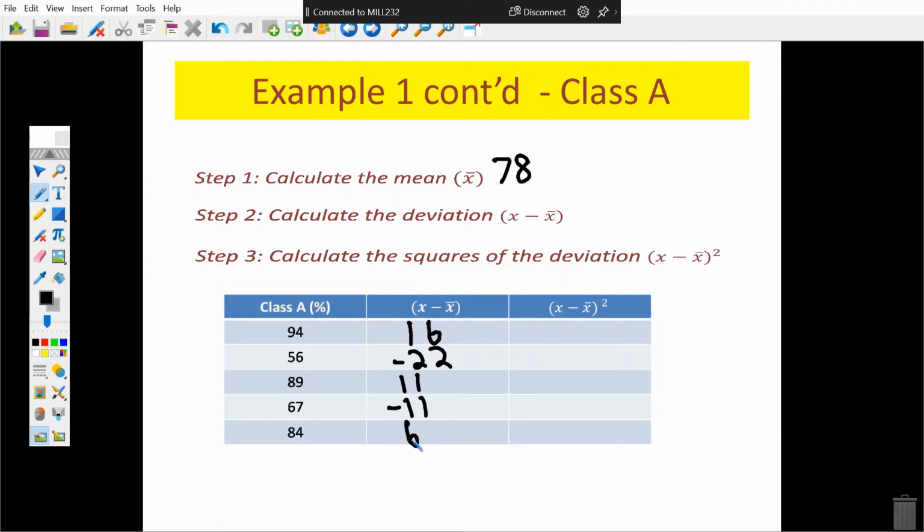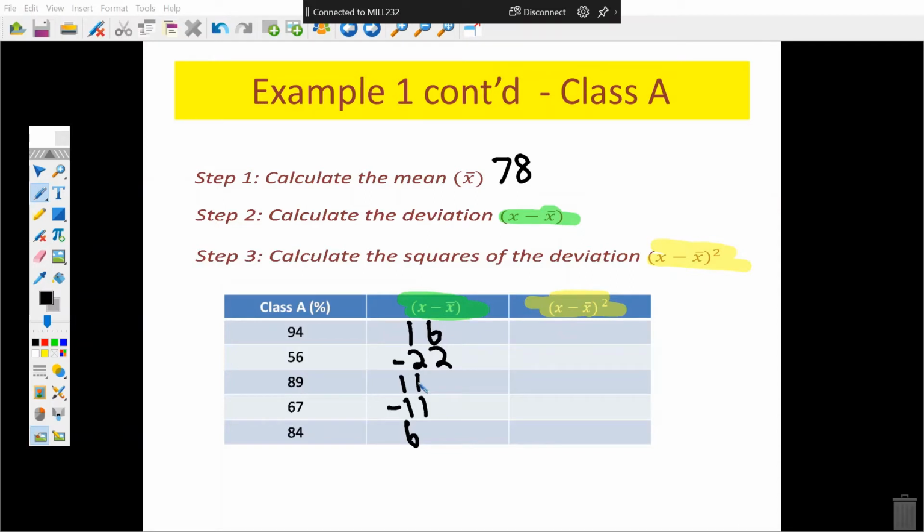Any issues so far? We're okay with how we got those numbers? So you can see that was right here, where we did the deviation. We went x minus the mean. Now we're going to take those numbers and square them. So we're just going to square every number in this second column here.